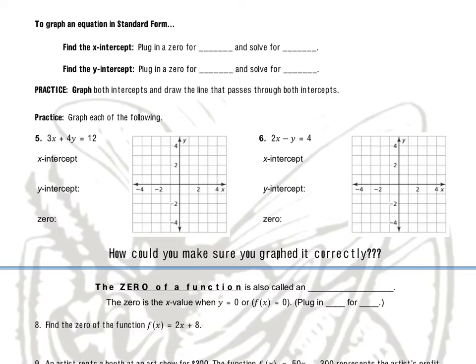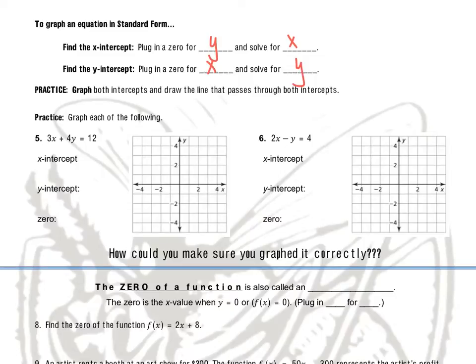To graph an equation in standard form, we have to find two things. When they give us something in the form of ax plus by equals c, we need to be able to graph it. To find the x-intercept, we plug in 0 for y and solve for x. And to find the y-intercept, we plug in 0 for x and we solve for y. We're going to make it a little bit easier than that, I promise.